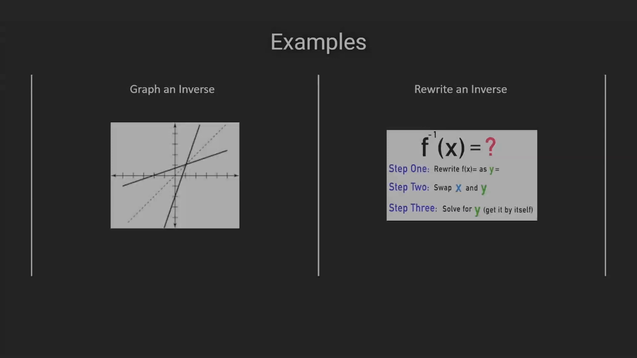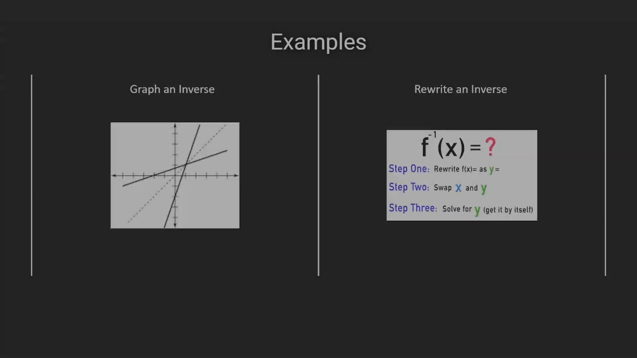So if you're asked to graph an inverse, then graph the original function, then graph the dotted line through the middle, as you can see in the left graph, the dotted parent function of a linear function, and then mirror it over that one, and you're going to be able to successfully graph an inverse.